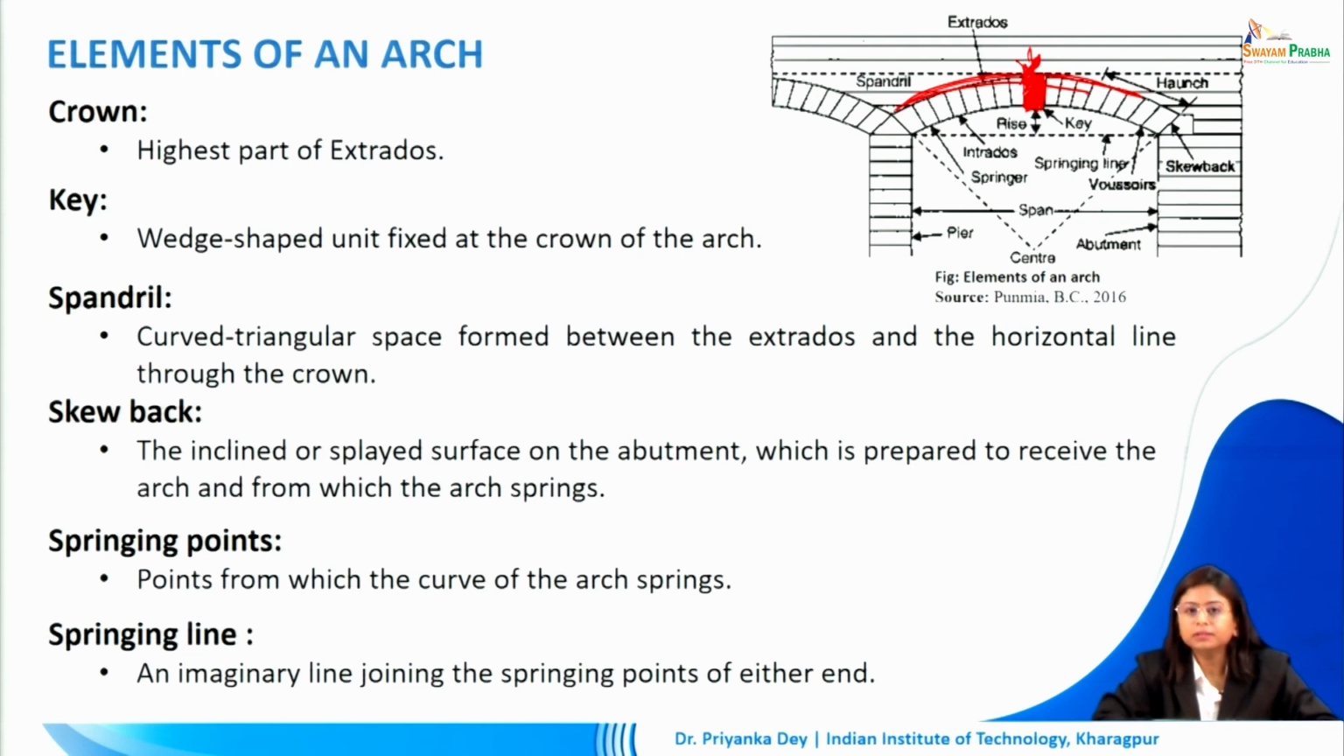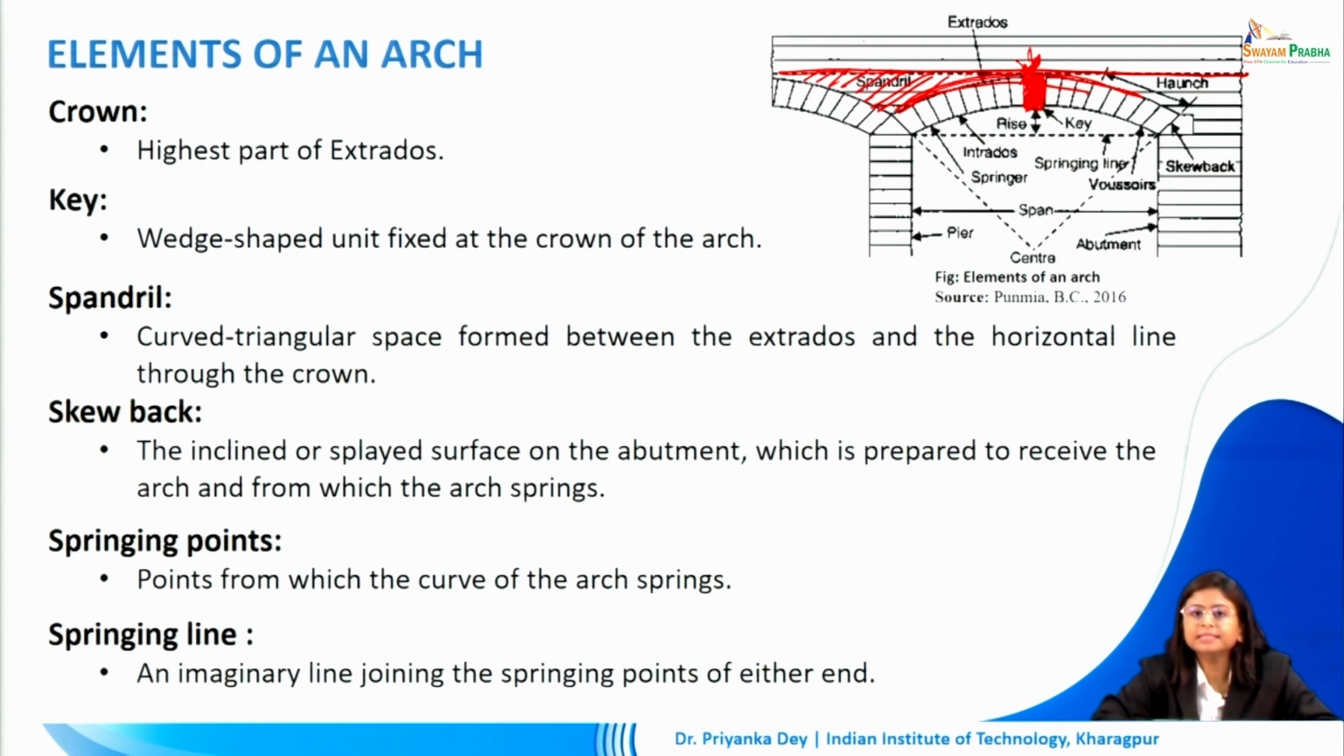The spandrel is a curved triangular space which is formed between the extradose and the horizontal line through the crown. So if I draw a line through the crown, that is the highest point of the extradose, there will be a triangular space which is created. This is known as the spandrel.